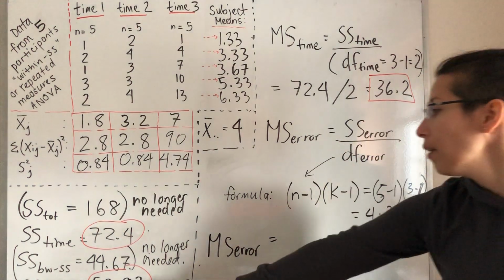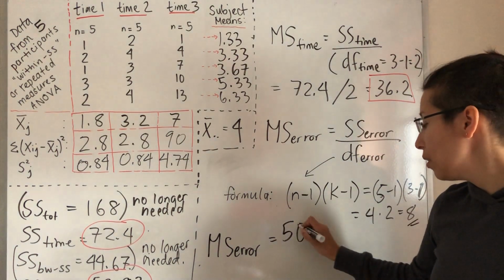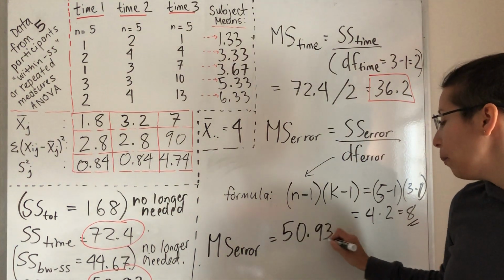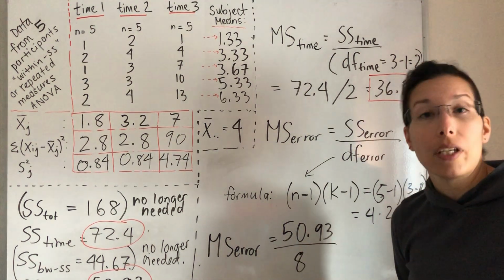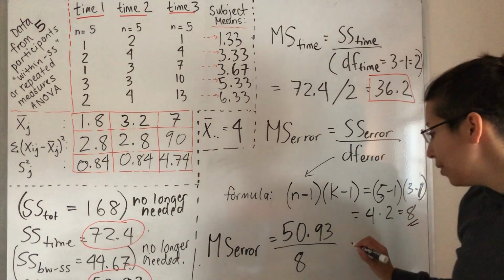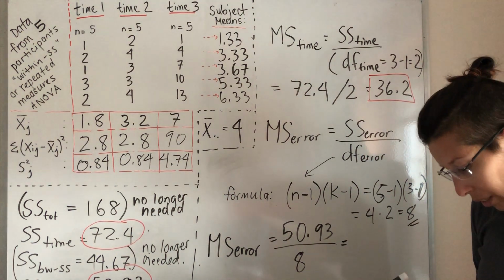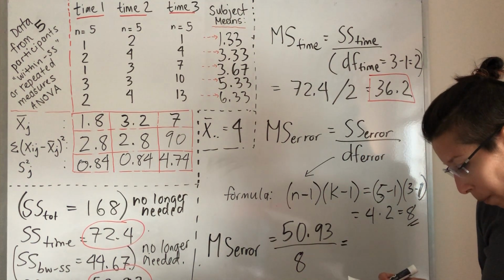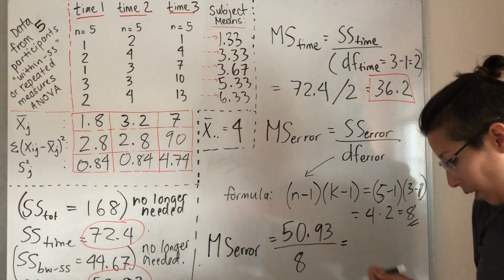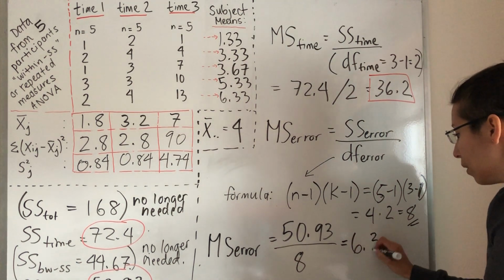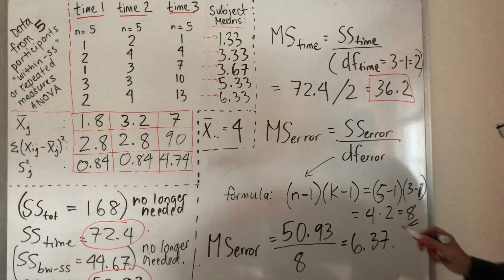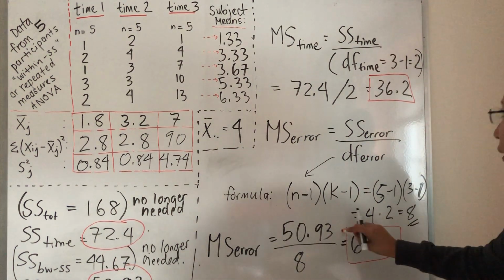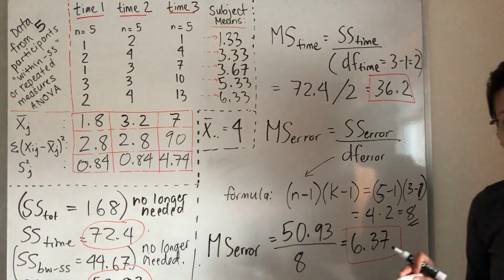Sum of squares error is, in my circled area there, 50.93. We're dividing it by 8. If this were a between subjects ANOVA, it would be 12, as we discussed. And so that is equal to, I'm getting 6.37. Okay, so then we have mean squared error, we have our mean squared time.